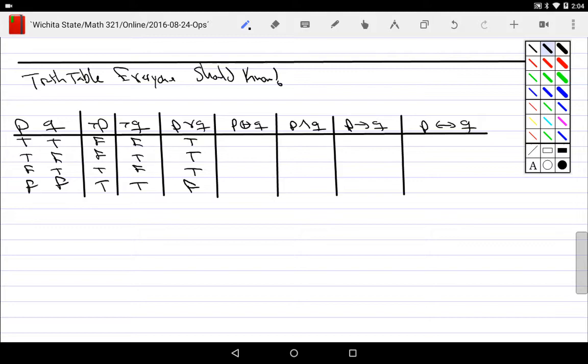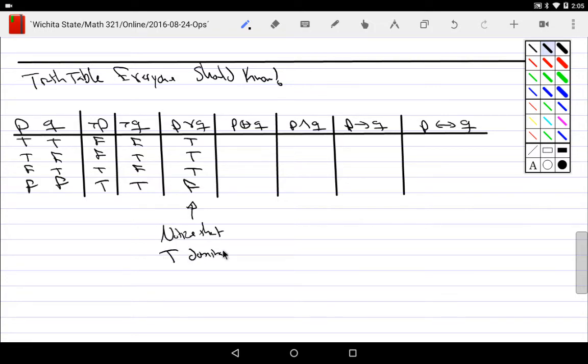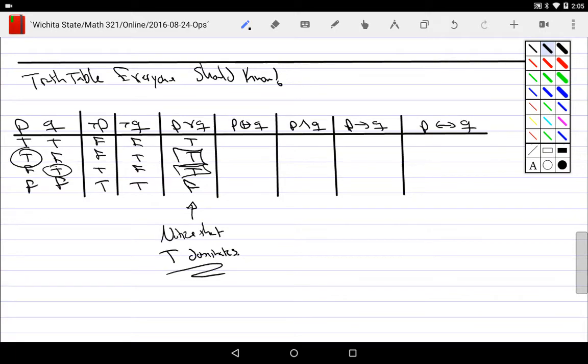Now, one of the things that happens is if I look at this, notice that true dominates. In this problem, if there's ever a true, hey, there's a true, that's a true. Hey, there's a true, that's a true. There's two truths, still true. Both false, right? Notice that whenever there's a truth, truth will dominate.